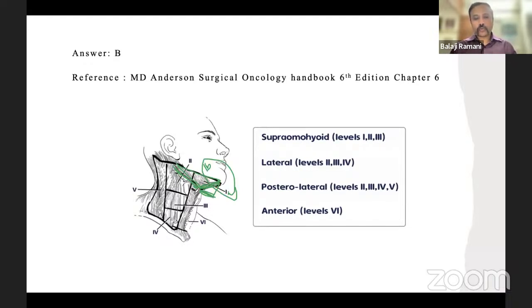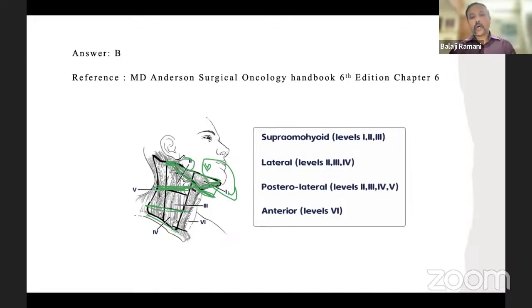So the jugular level of lymph nodes are based on, one is from the skull base. The landmarks which you have to remember are skull base. Then you have the hyoid level. Then you have the cricoid level. Then you have the clavicle. So from skull base till the level of the hyoid, that is going to be level 2.